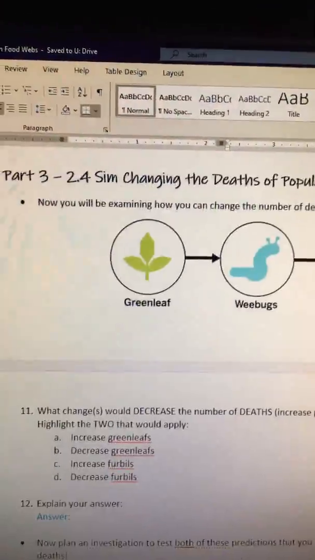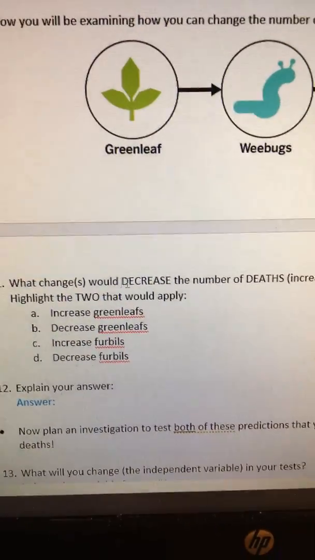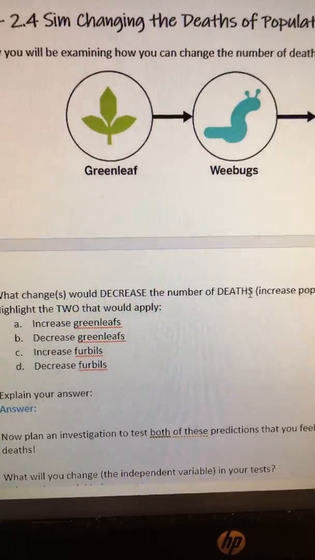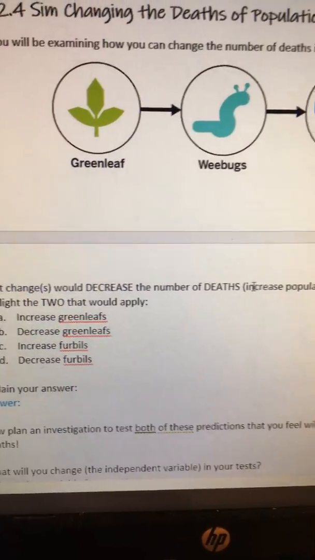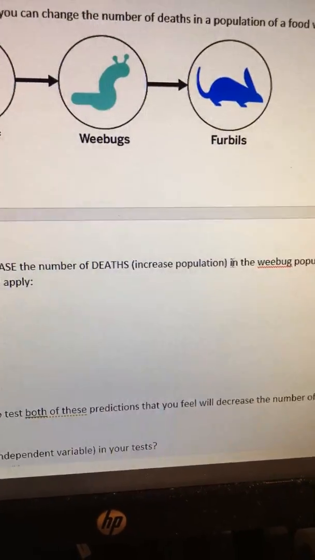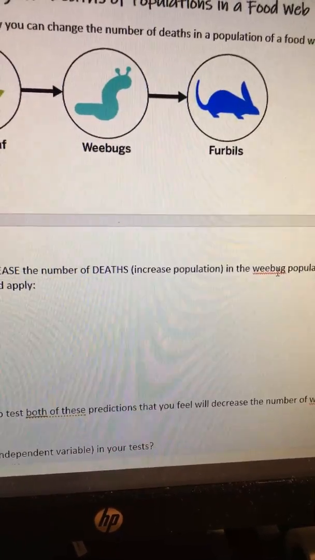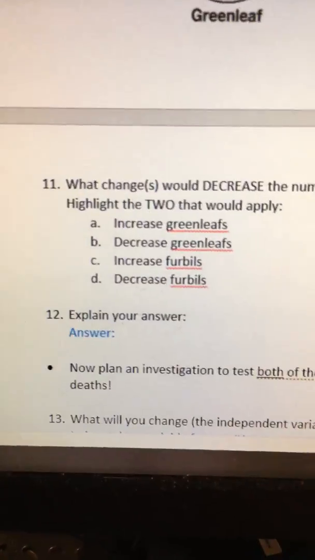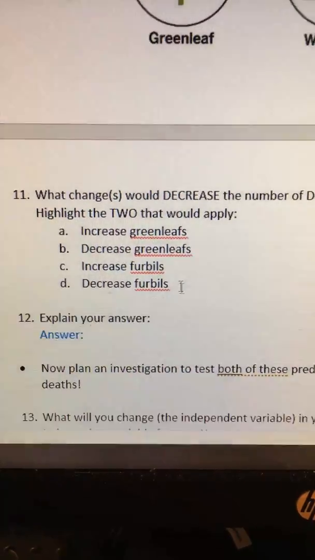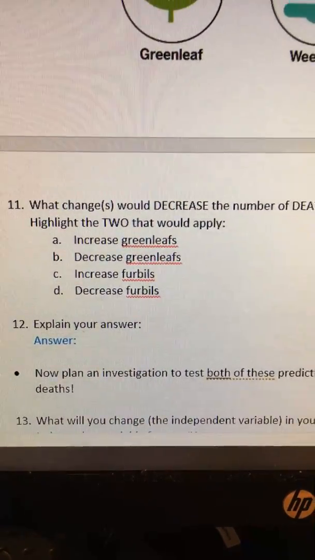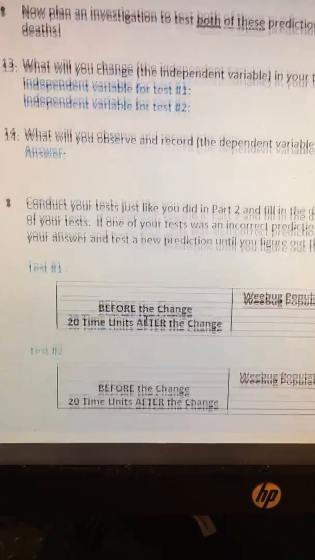In part 3, you guys are looking at question number 11, which says, what changes would decrease the number of deaths? So if we're decreasing the number of deaths, it means fewer organisms are dying, so the population is increasing. So what changes would decrease the number of deaths in the wee bug? Well, the wee bug population would be increasing. So there's 2 here that you guys will be changing to increase your wee bug population. So you guys will test both of those a couple times and record your data.